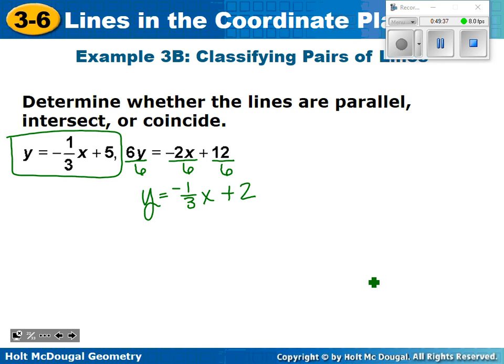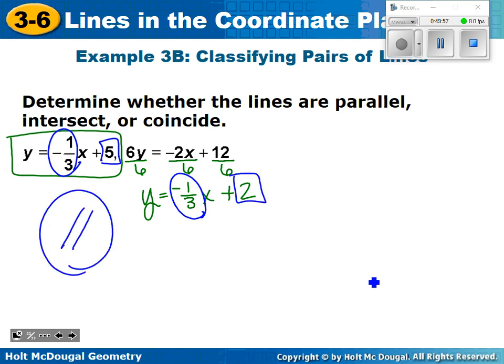Now compare them. Do they have the same slope? Yes, they have the same slope of -1/3. So what kind of lines are they? Maybe parallel. What did we need to check first? See if they're coinciding. Do they have the same y-intercept? No. So they are parallel. If they have the same slope, they're parallel.